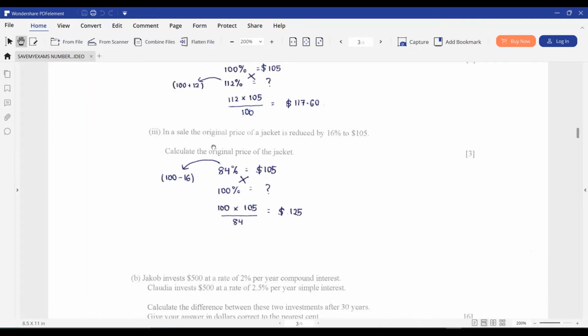In a sale, the original price of a jacket is reduced by 16% to $105. Calculate the original price of the jacket. So first we will do 100 minus 16, that gives us 84. So if 84% is $105, what's 100%? Cross multiply and you should get that the original price is $125.